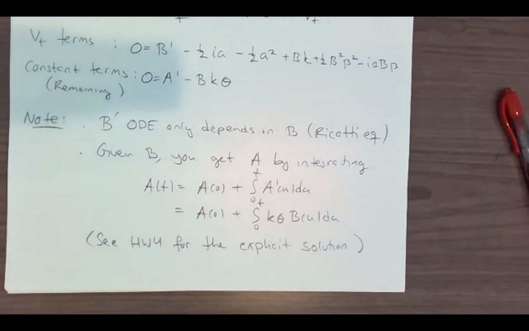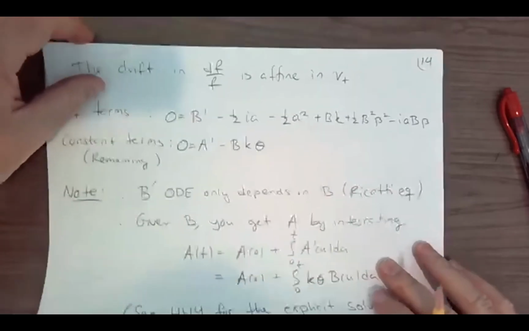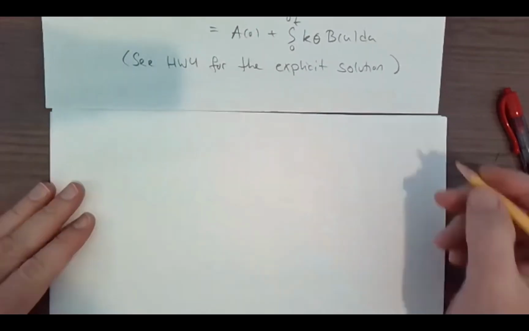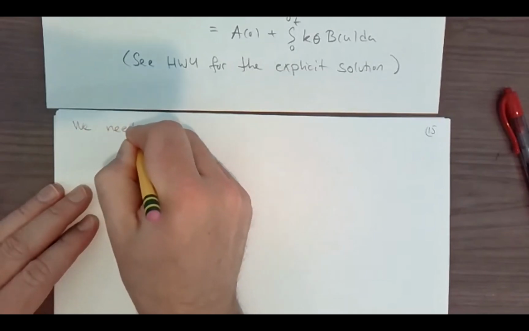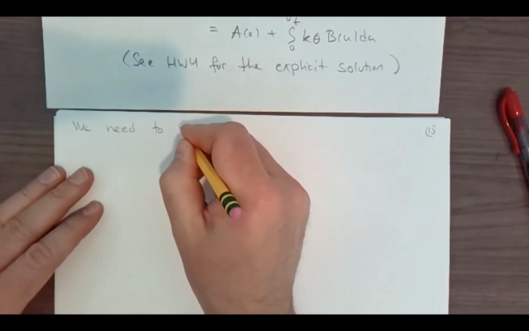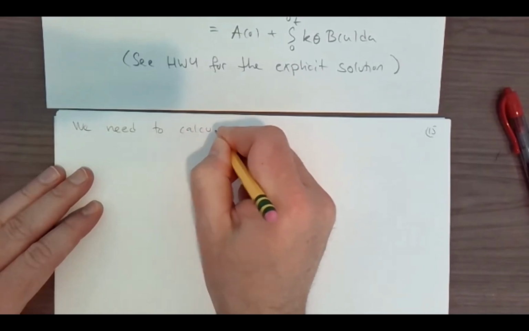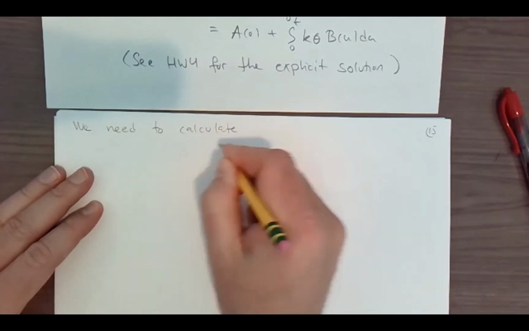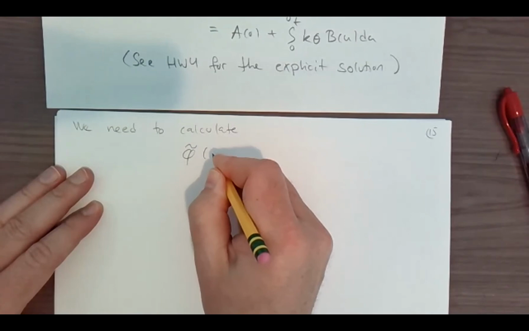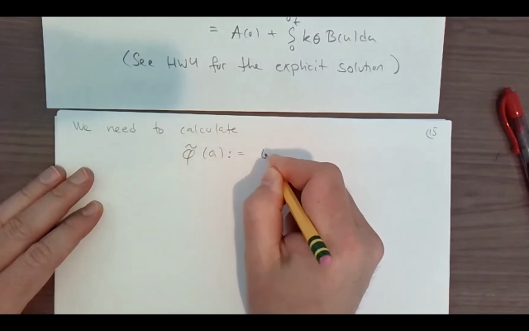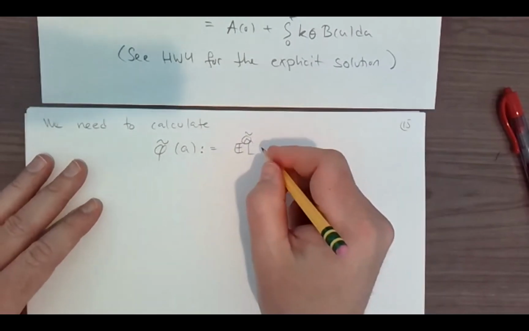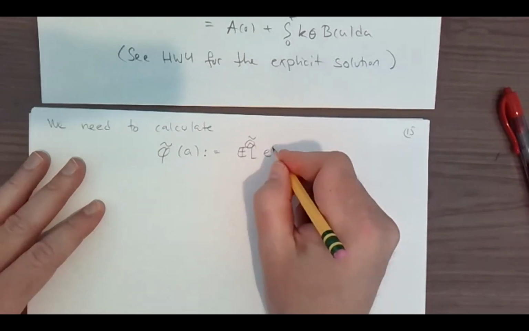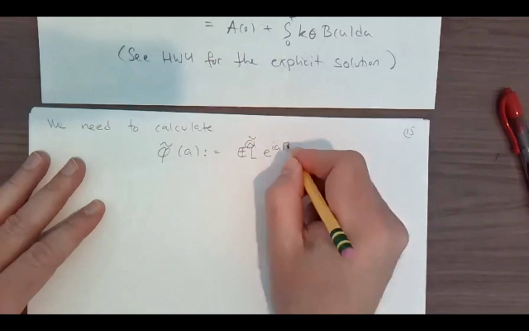And the only other part that is left is this phi tilde, right? We need to do the same thing for phi tilde. We need to calculate phi tilde. So let me recall what that is. That is the expectation under the tilde measure of e to the iA R_T.